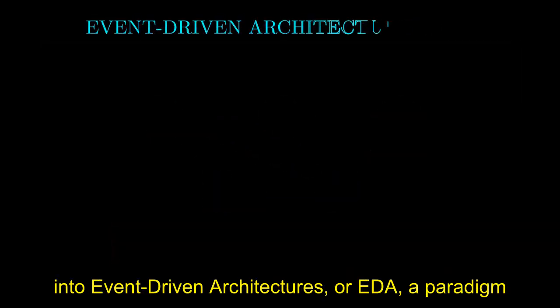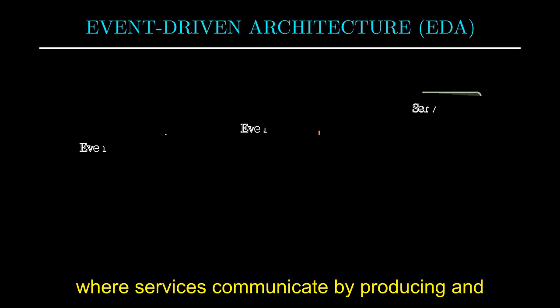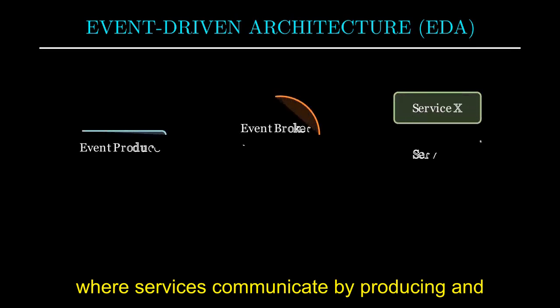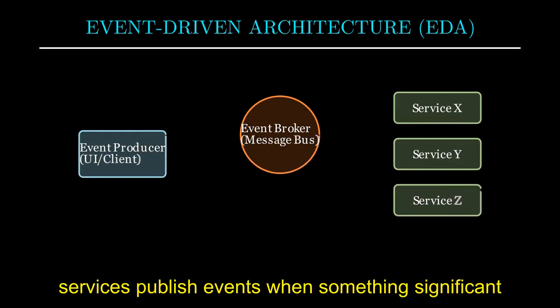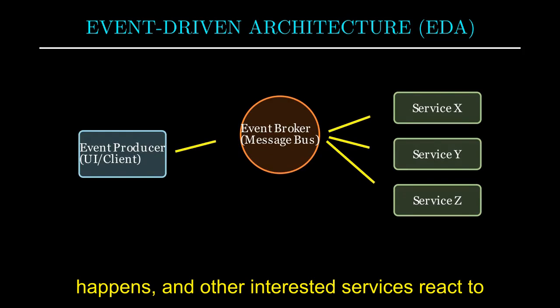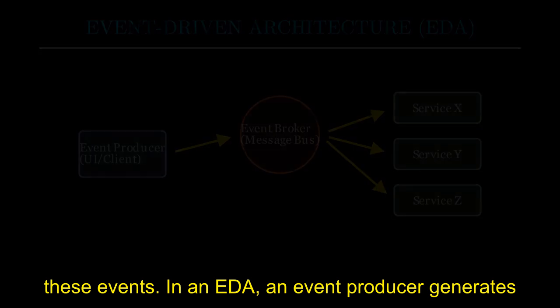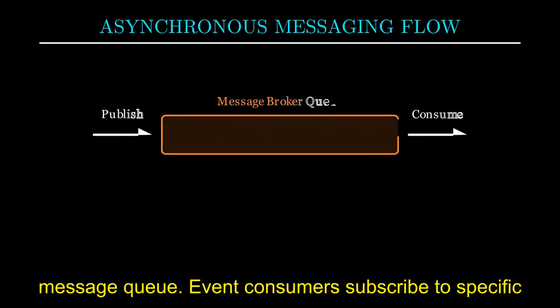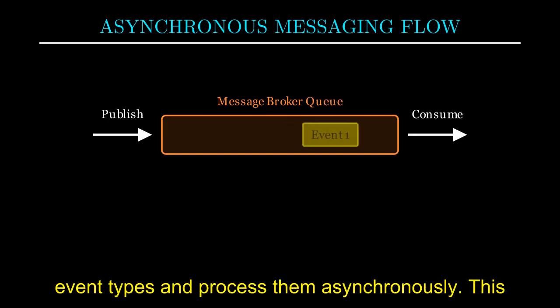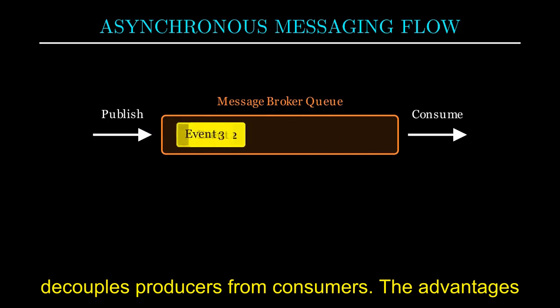Next, we delve into event-driven architectures, or EDA, a paradigm where services communicate by producing and consuming events. Instead of direct requests, services publish events when something significant happens, and other interested services react to these events. In an EDA, an event producer generates an event, which is then sent to an event broker or message queue. Event consumers subscribe to specific event types and process them asynchronously. This decouples producers from consumers.